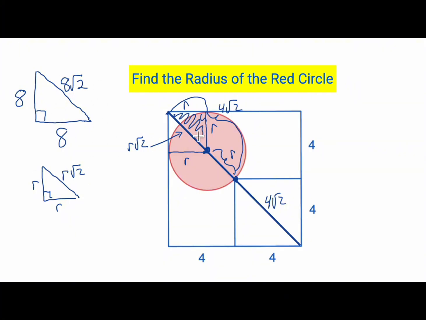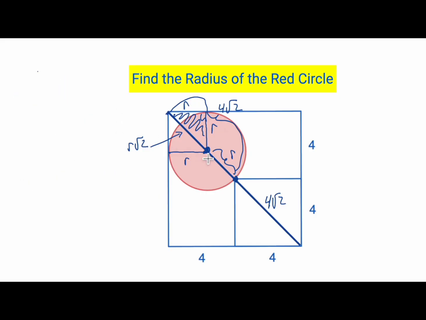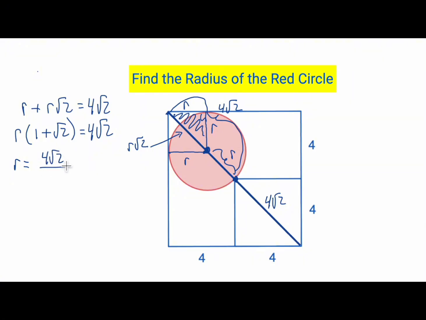So let me clean this up a little bit so I can do my algebra over on the left-hand side. Okay, so we have R plus R root 2 is equal to 4 root 2. I'm going to factor out an R here. So this is going to be R times (1 plus root 2) equals 4 root 2. Then I'm going to get R by itself. R is equal to 4 root 2 divided by (1 plus root 2).